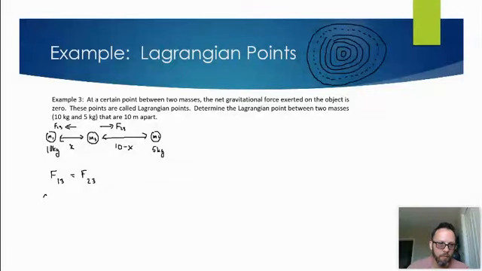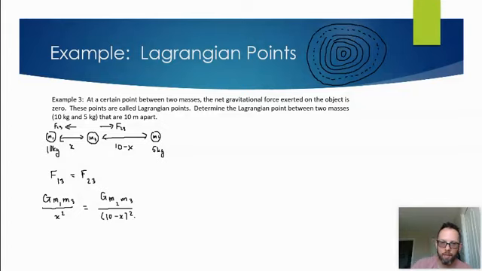So let's go on here. What is this gravitational force? F13 would be G M1 M3 over the distance between these two, which we said is x squared. F23 is G M2 M3 over that distance, which was 10 minus x squared.